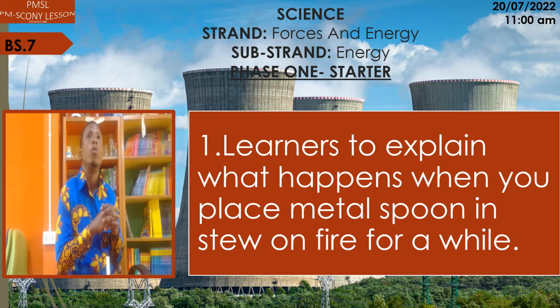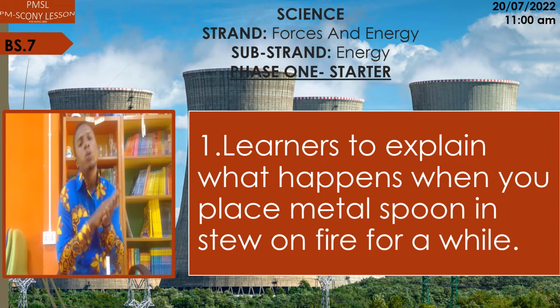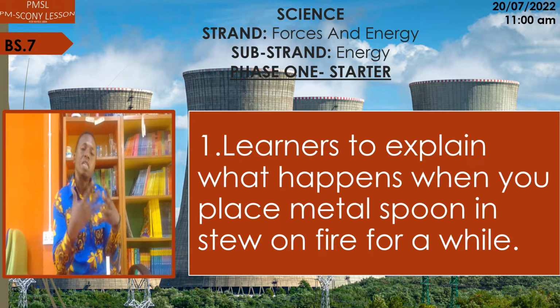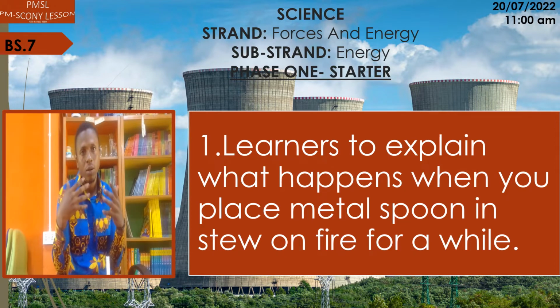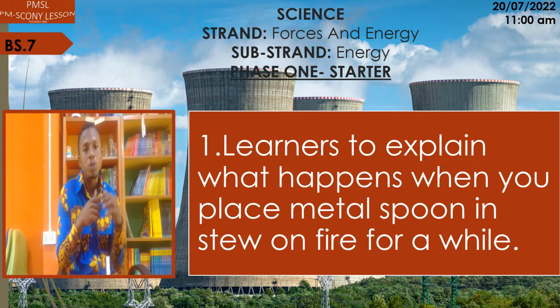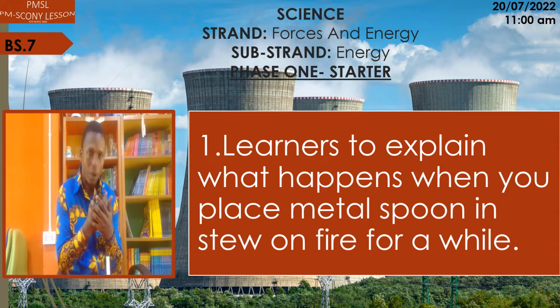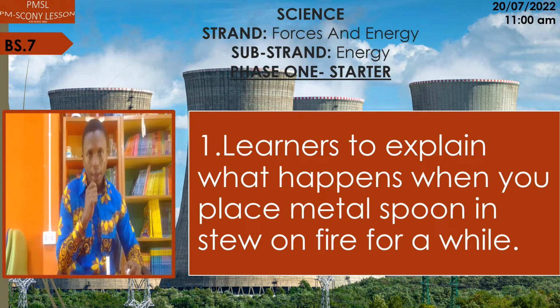What will happen when you place a metal spoon in a pot on fire for a while? This is what is going to happen. The metal spoon is going to become hot, and therefore when you touch the spoon, you will feel the heat in the metal spoon. That is the reason why it is not advisable to cook or to stir a pot on fire with a metal spoon, because metals are conductors of heat.